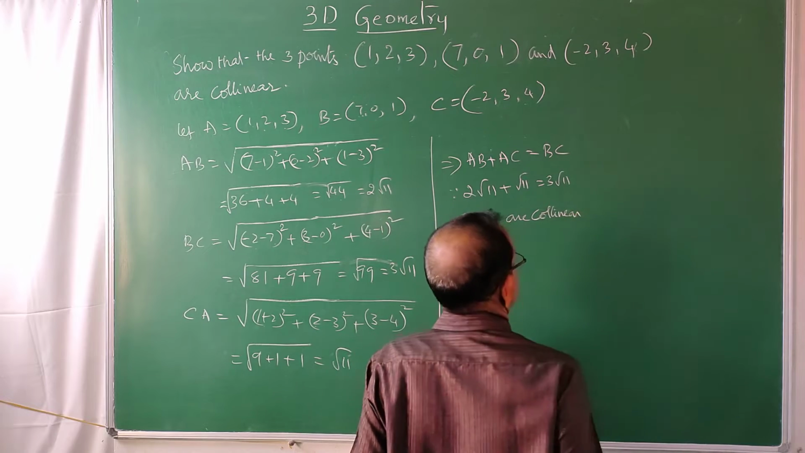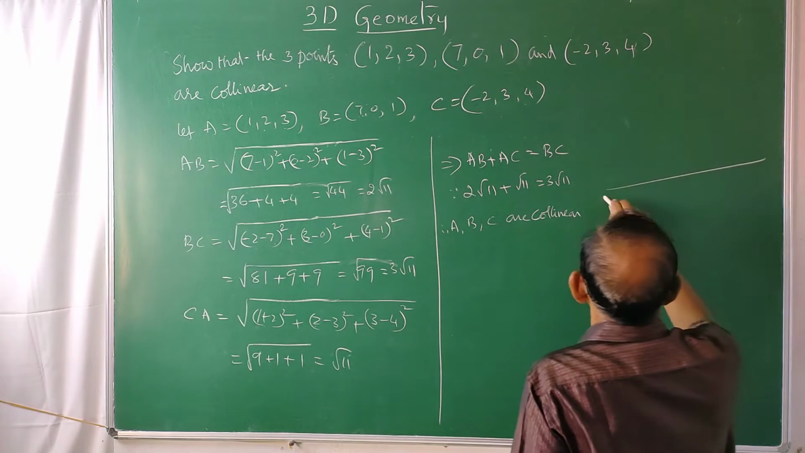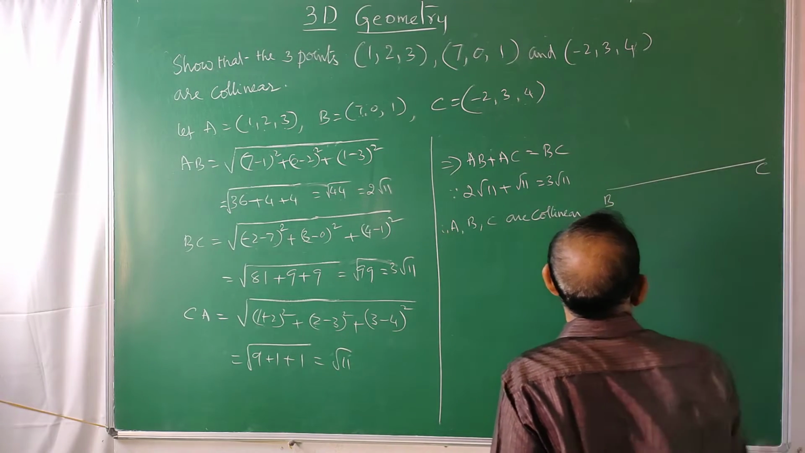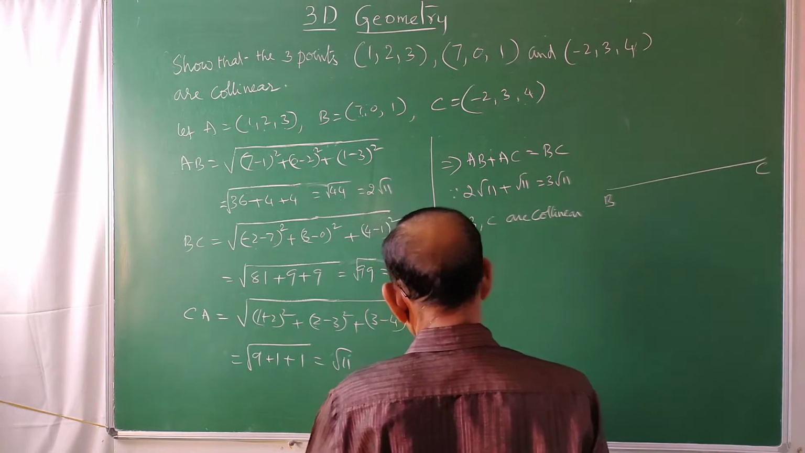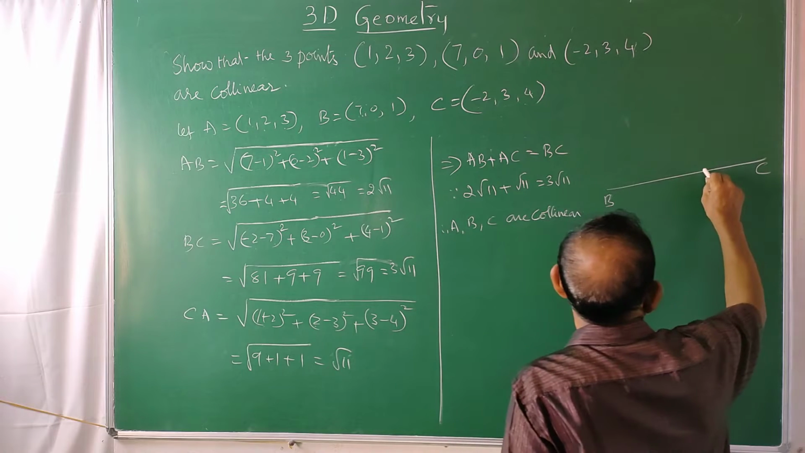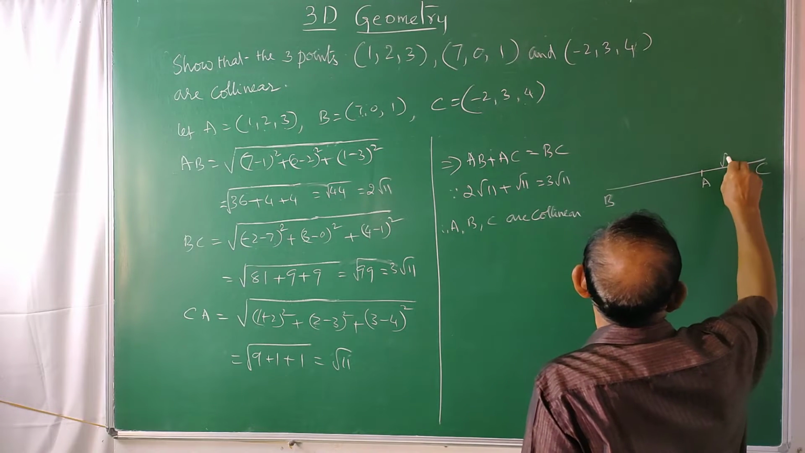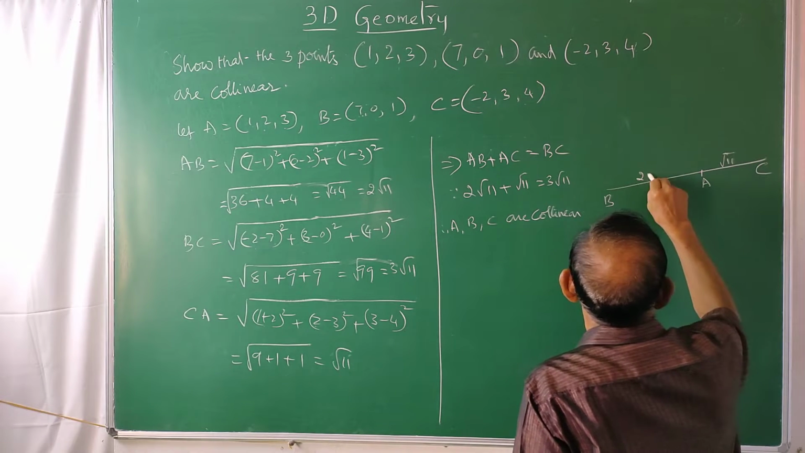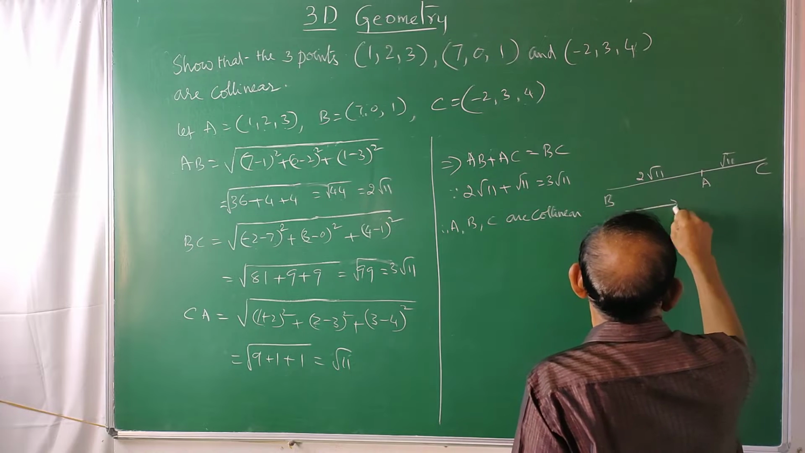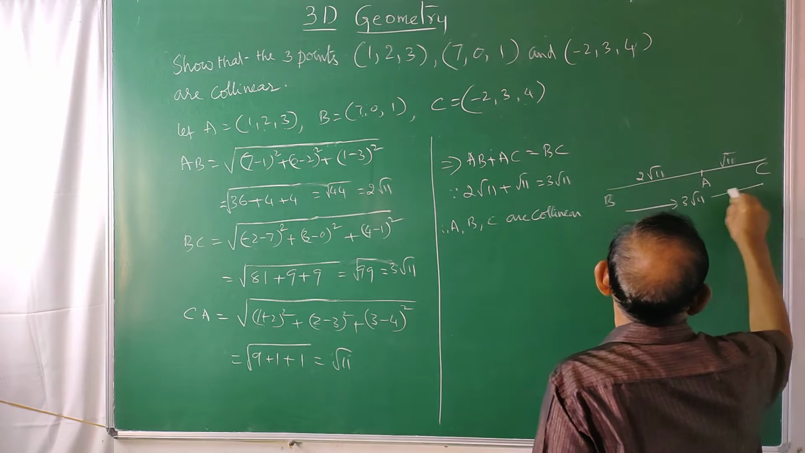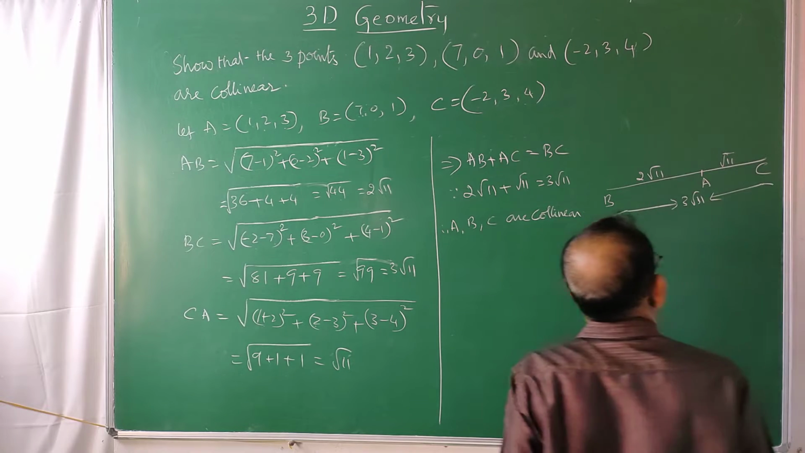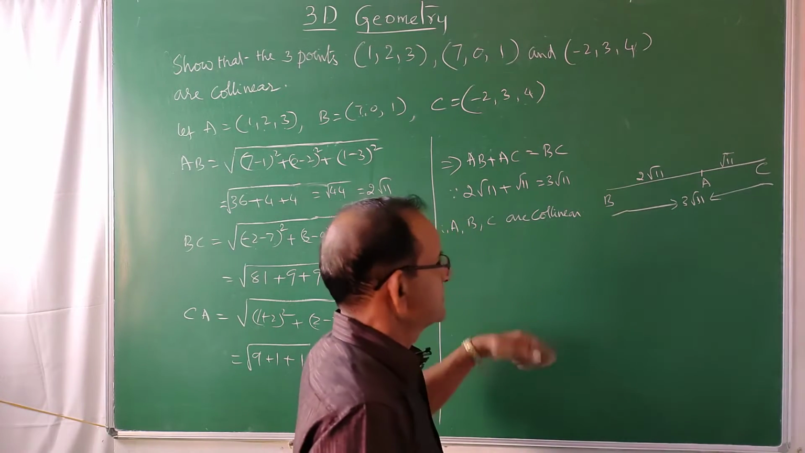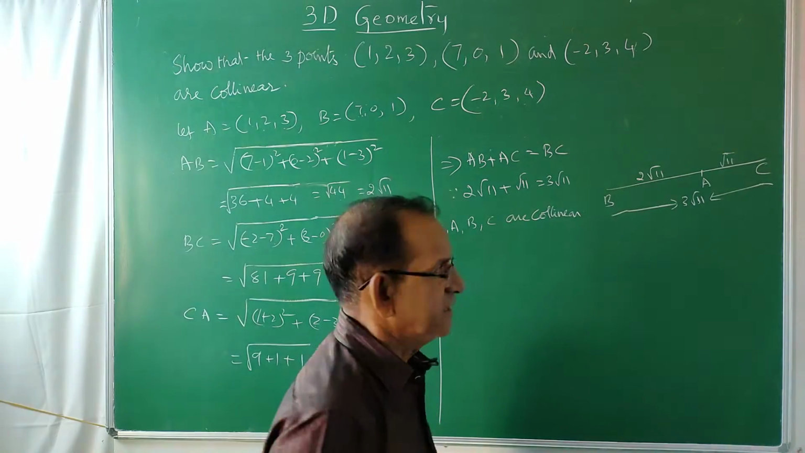They are like this. BC is the longer side and AC, one is CA is root 11. This is root 11, this is 2 root 11 and this is 3 root 11, this part up to here. Because the sum of two parts is the third part, they must be on the same line.